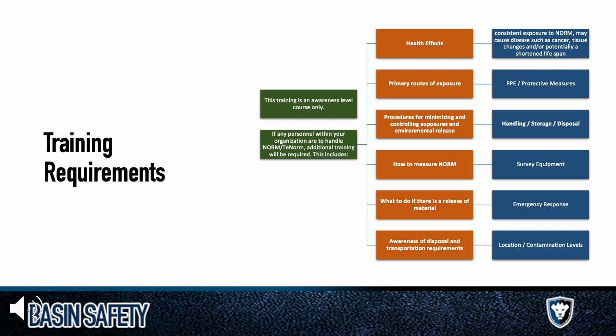Consistent exposure to NORM may cause disease such as cancer, tissue change, and or potentially a shortened lifespan. You have to know the proper PPE and protective measures. You have to know the handling, storing, and disposal, the survey equipment, emergency response, and the location and contamination levels of the area.